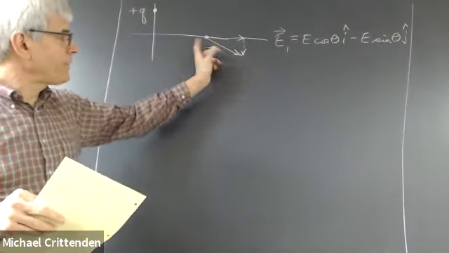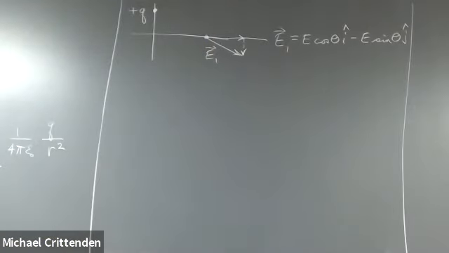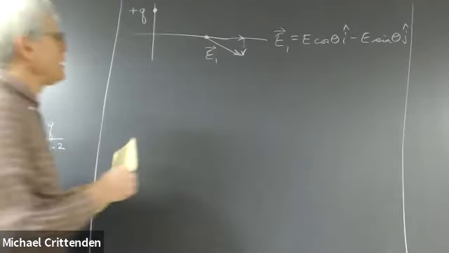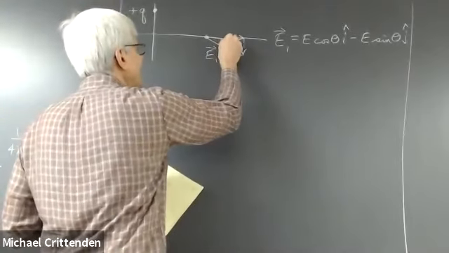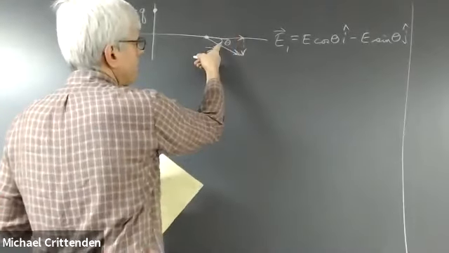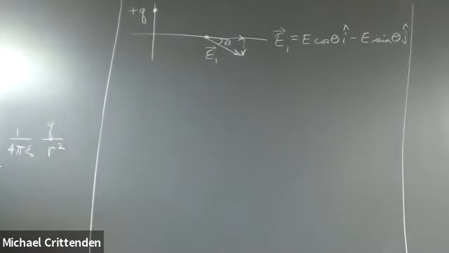E is the length of this hypotenuse, the magnitude of the field. And I should have labeled it. Theta is that angle there. So hypotenuse times cosine gives you the adjacent side. Hypotenuse times sine gives you the opposite side. X component is positive, Y component is negative.